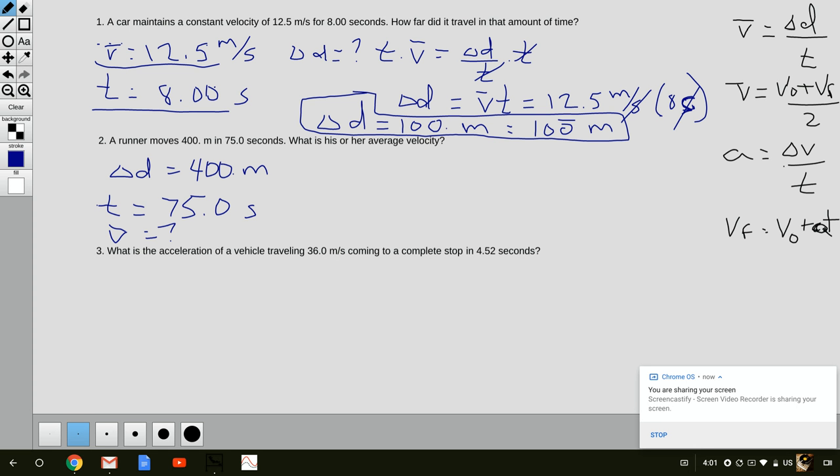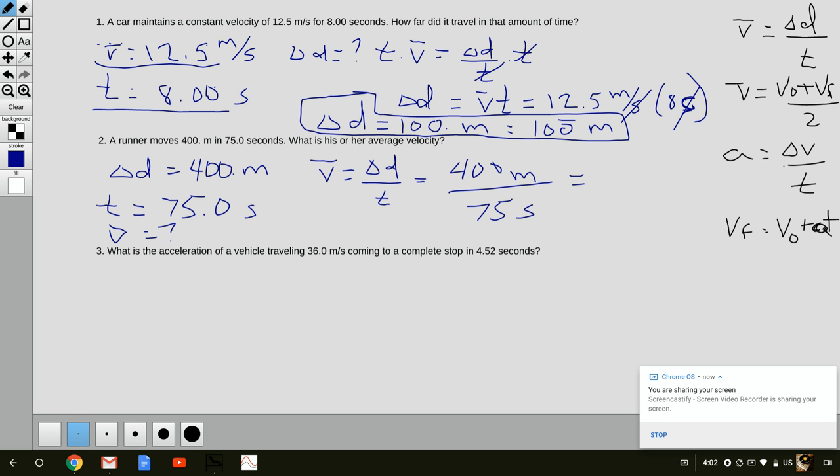Now, if we look at our equations, again, that first equation is the only one with displacement, and so it is the only one that's going to be worthwhile here. What's really nice about this one is we don't need to rearrange anything. It's already set up exactly how we need it to be. So we're just going to plug in right away. So we're going to get 400 meters divided by 75 seconds. Let me go to the calculator real quick.